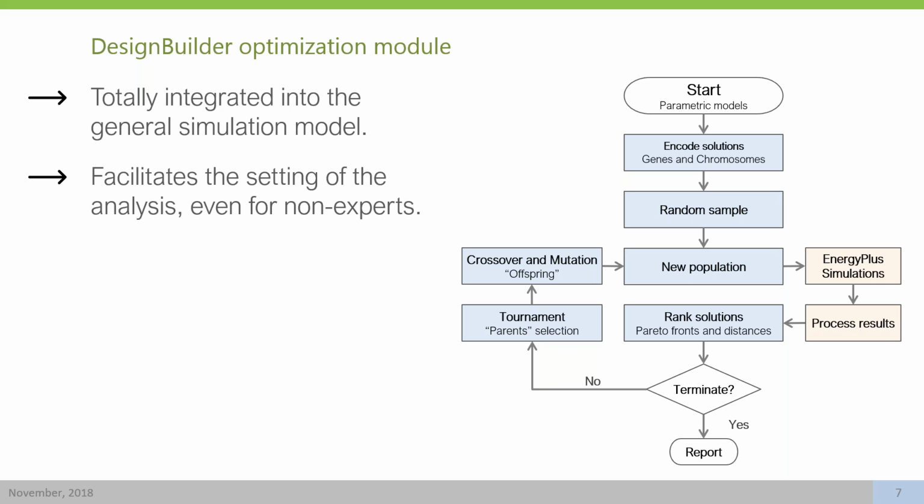But how does it work? The DesignBuilder optimization module implements one of the most known and reliable optimization algorithms. It's totally integrated into the general simulation model, allowing the development of the workflow that you can see in this diagram. It seems to be quite complex, but it represents an iterative process in which the software intelligently searches the design space for solutions that best meet the design objectives and then focuses further generations on those solutions. It works in the same way that natural evolution, or survival of the fittest, does.